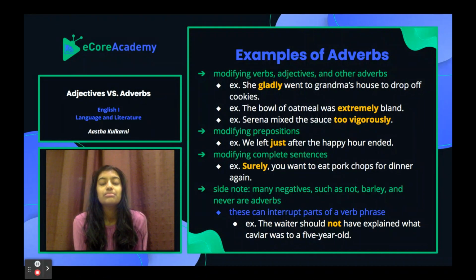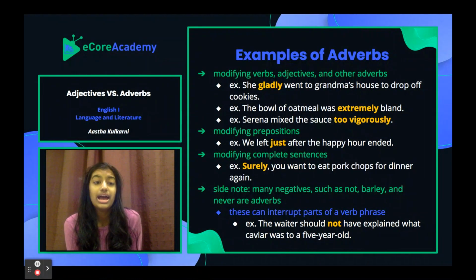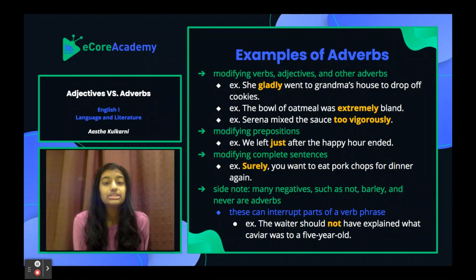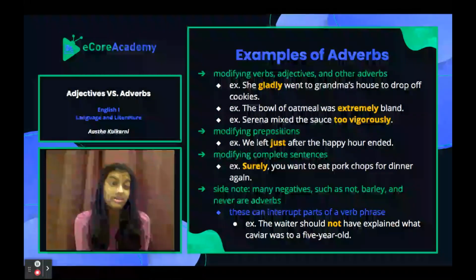Next example is modifying adjectives. "The bowl of oatmeal was extremely bland." The adverb is "extremely," and it's modifying the word "bland," which is already an adjective. And this is a really great way if you are looking to get a little bit more detail into a sentence. Just use an adjective and an adverb, and it's really good if you're ever writing imagery in a story or a poem or anything like that. It's really helpful. And then lastly, "Serena mixed the sauce too vigorously." "Too" is actually an adverb, as well as "vigorously." So "too" is describing "vigorously," and both are adverbs, hence modifying other adverbs.